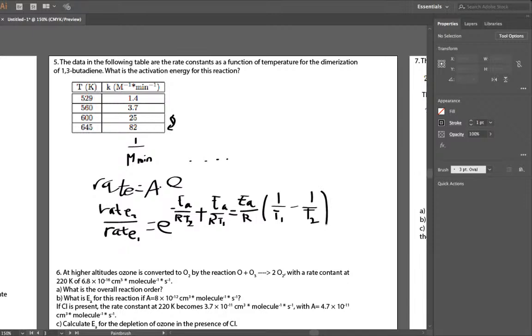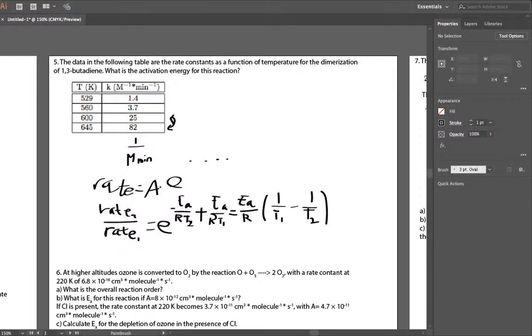So EA over R: basically, the answer that I just got needs to be divided by this 1 over T1 minus 1 over T2. That's 1 over 600 subtracted by 1 over 645. That's 621 now. Well, that's in kelvins, so yeah.